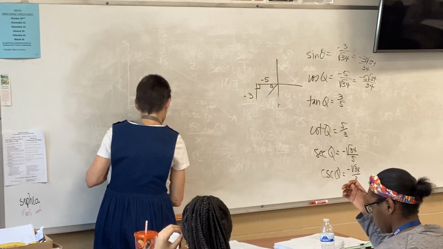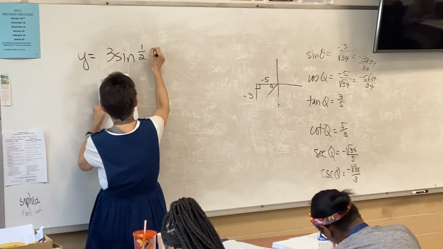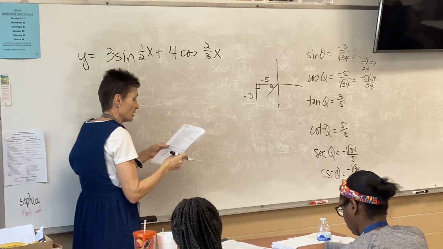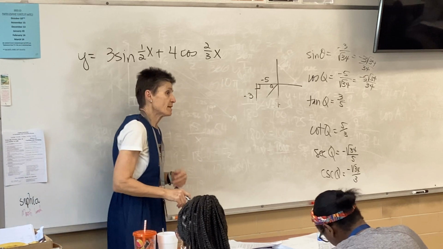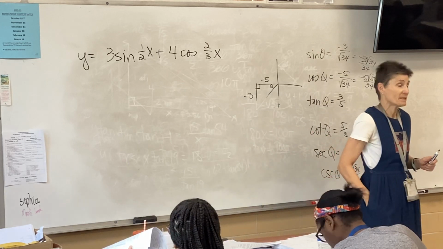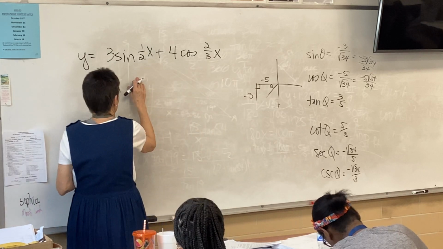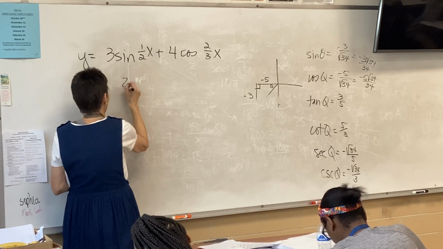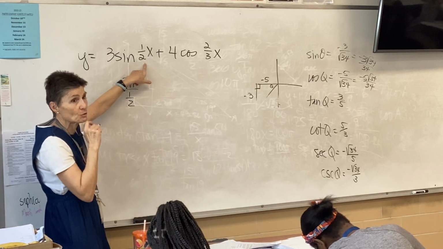We have some kind of wild combination of periodic functions. And we want to know what the period of it is. What is the period of this thing? Well, the answer to that question is going to be determined by looking at the periods of each piece, right? So, what is the period of this first piece? 2 pi over 1/2. 2 pi divided by this coefficient gives you your period.